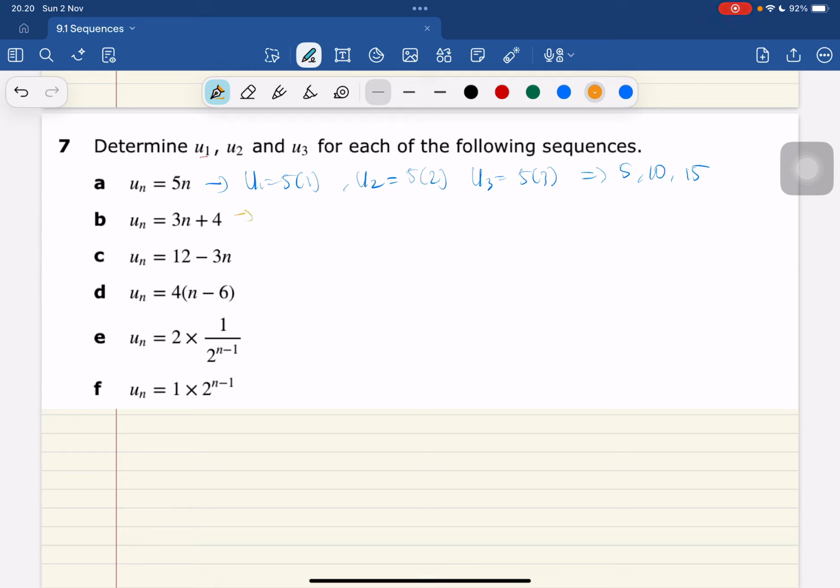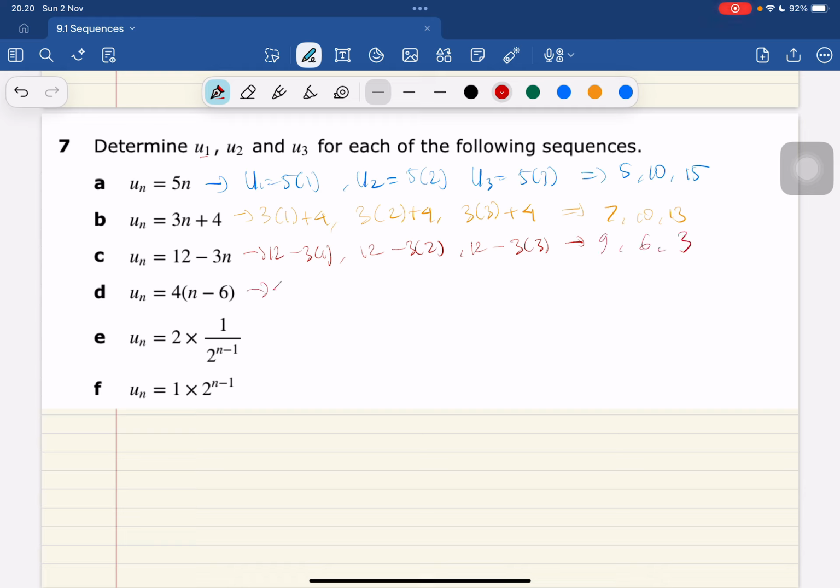Next, we just need to substitute again. For U1, it's going to be 3 times 1 plus 4, and then 3 times 2 plus 4, and next 3 times 3 plus 4. So this will give us the answer of 7, 10, and 13. Next question is 12 minus 3 times 1, then 12 minus 3 times 2, and then 12 minus 3 times 3. So this will be 9, 6, and 3.